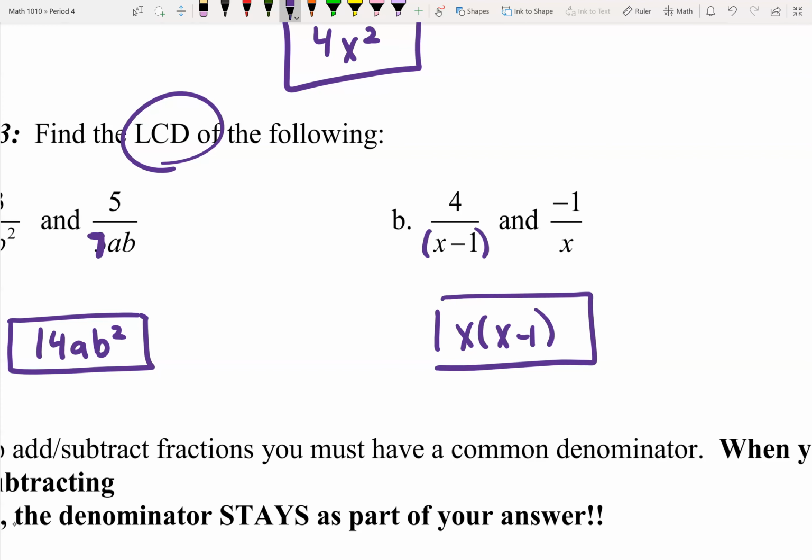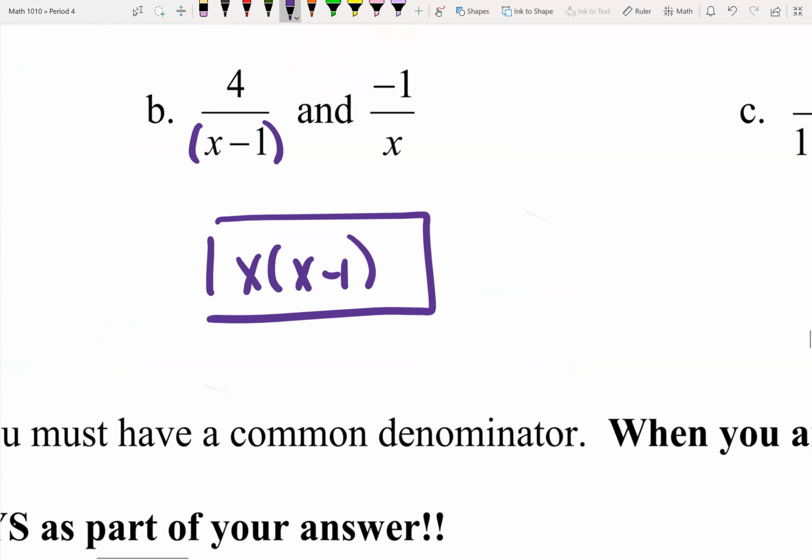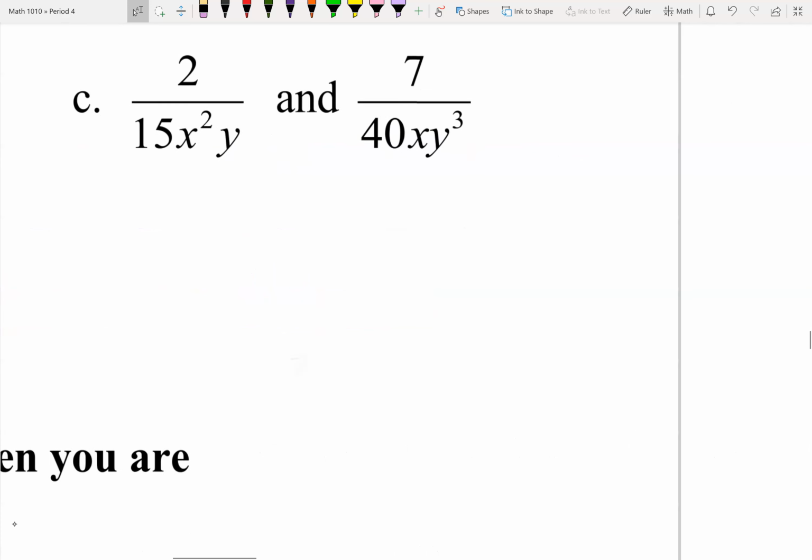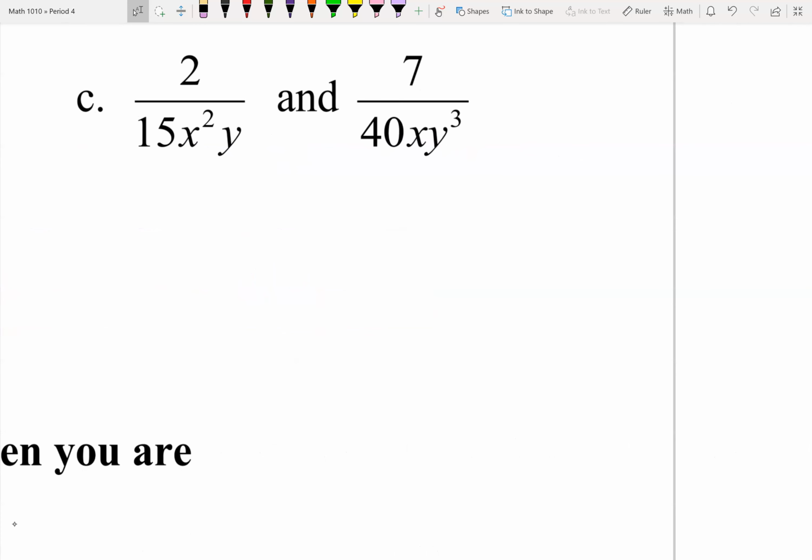For that least common denominator, could you distribute the x into it? You could, but I would never do it. You don't need to, but yes, you could. I think if you do, it's going to confuse you. Okay? Over here, do you start with the big guy or the little guy? You start with the big guy.